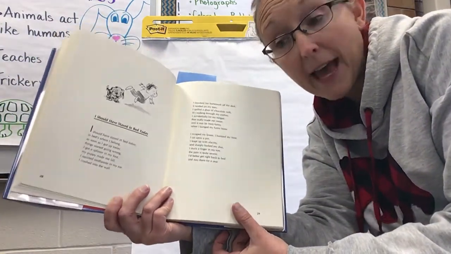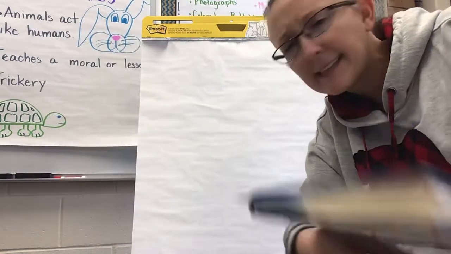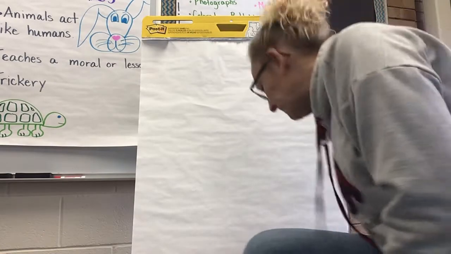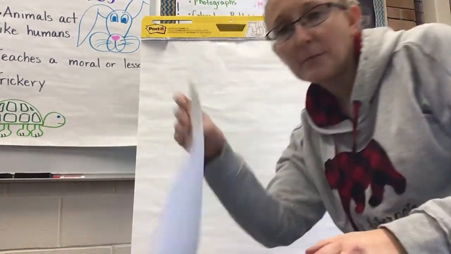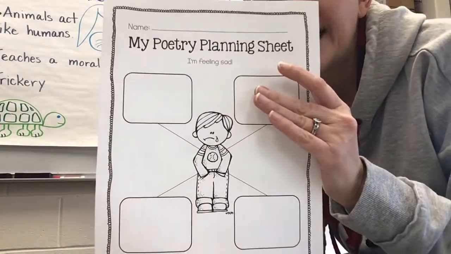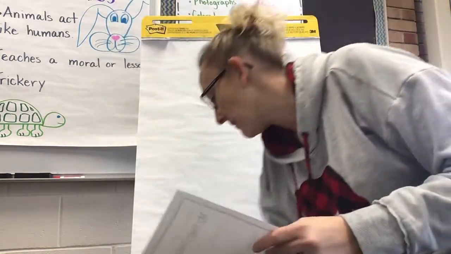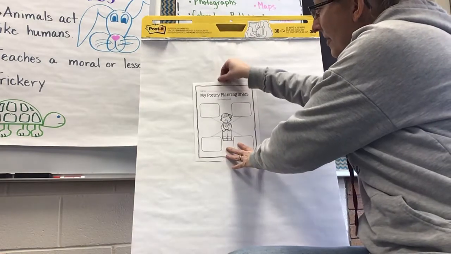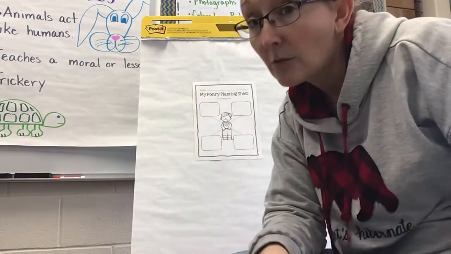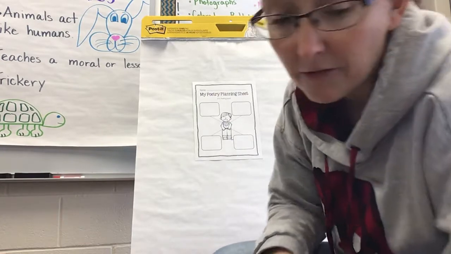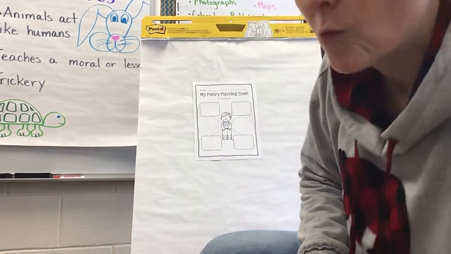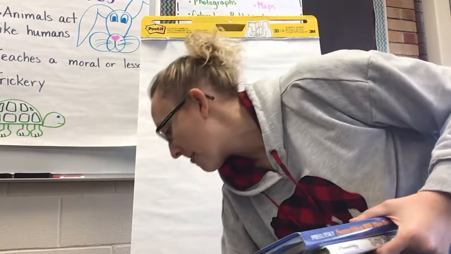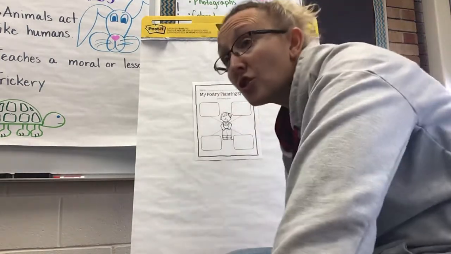So he's having a very bad day. So his poem is about things that made him upset or angry, okay? So I have this little planning sheet here about feeling sad, right? The little guy's feeling sad. And so we are going to fill in some things that make us sad. And remember, poems are descriptive. So we are not just going to write one word here. I'm not just going to write like rain makes me sad. Okay, I want more descriptive words.